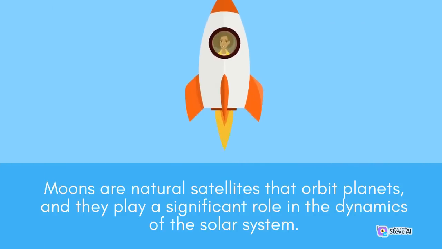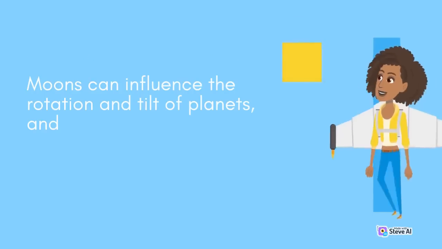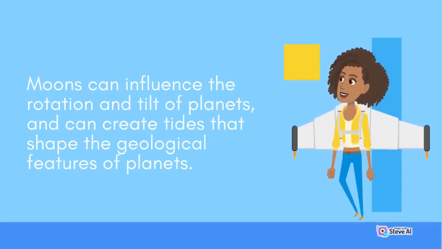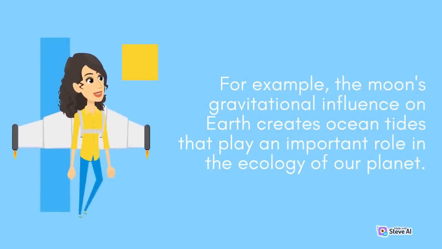Moons are natural satellites that orbit planets, and they play a significant role in the dynamics of the solar system. Moons can influence the rotation and tilt of planets, and can create tides that shape the geological features of planets. For example, the Moon's gravitational influence on Earth creates ocean tides that play an important role in the ecology of our planet.